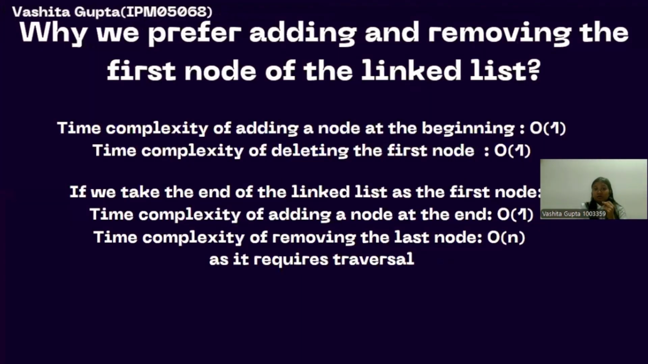But here we will actually know why we remove or insert with the first node, that is the top of the stack. Now let's come to the time complexity to understand this. The time complexity of adding a node at the beginning is big O(1), and the time complexity of deleting the first node will also be big O(1) because we're dealing with the first node. But now, if we take the end of the linked list as the top, the time complexity of adding a node at the end will be big O(1), but the time complexity of removing the last node will be big O(n) because it requires traversal.